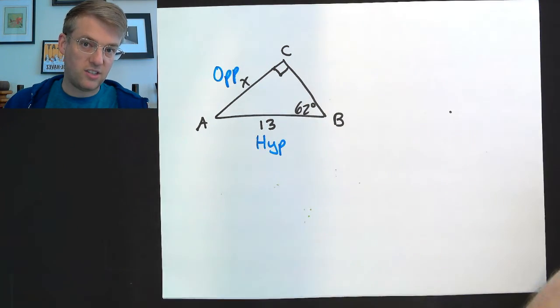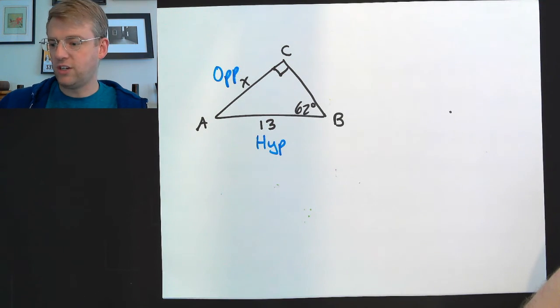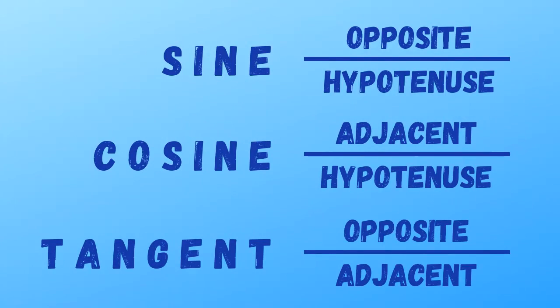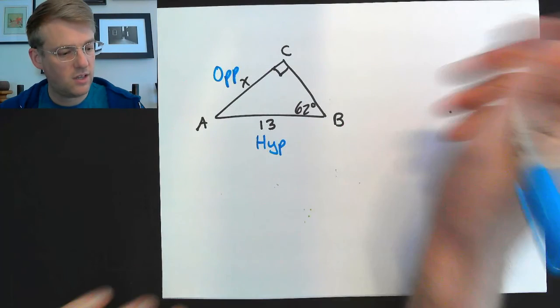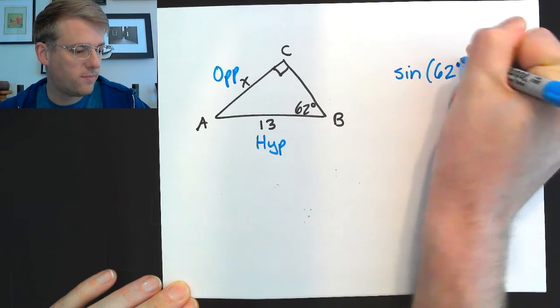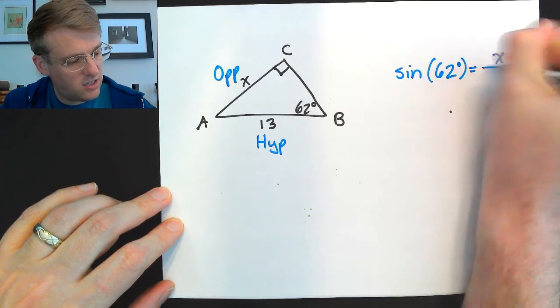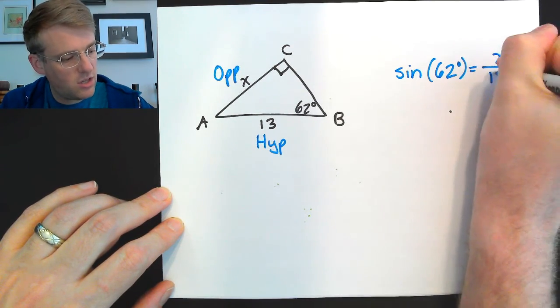Obviously, the third side is the adjacent leg. We're already here. We know enough. Which of the trigonometric functions are we going to use? We know the opposite and the hypotenuse, so we're going to use the sine function. The sine of 62 degrees is opposite side x divided by hypotenuse 13.